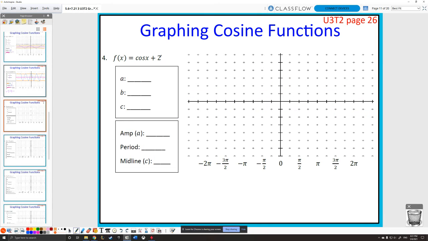I got cosine x plus 2. That means that my A is 1, B is 1, C is 2, amplitude of 1, period of 2 pi. My midline is y is equal to 2. So my midline is y equals to 2. My amplitude is 1 above and 1 below.